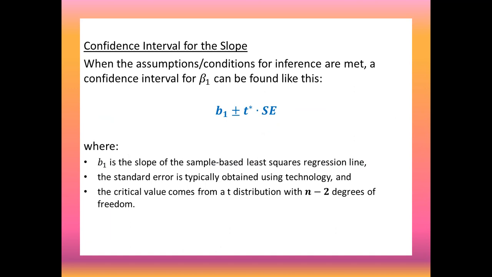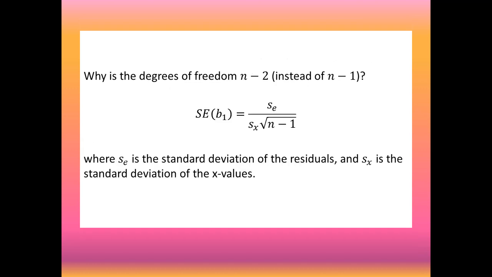B1, the sample-based slope, would be the natural point estimate. You would use a critical value from a t-distribution, although it's n-2 degrees of freedom this time, not n-1, and then multiply by the standard error. What typically happens is that you'll have software output where B1 and the standard error will be right in it. You just have to know where they are, and then all you really have to go get is the critical value. But first, why is the degrees of freedom n-2, not n-1?